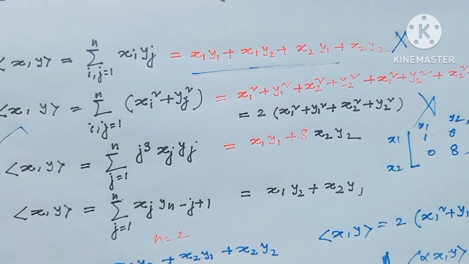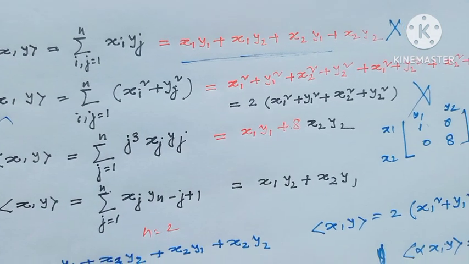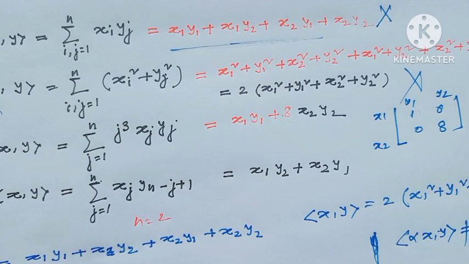I hope all my viewers have understood why we use matrix representation to decide which of the following is an inner product. This is a very easy method. I hope all my viewers have understood this clearly. If you verify the matrix, then obviously this is a very easy method to decide which of the following is an inner product or not.